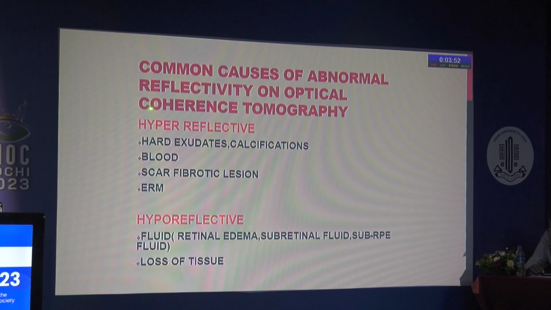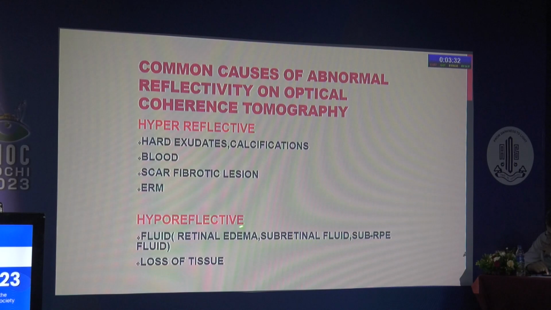So the common cause of abnormal reflectivity is hyperreflectivity. Whenever the light finds an obstruction, it will come back, and that is what the machine catches. So the hard exudates, calcification, blood, scar, and epiretinal membrane will reflect the light waves. We are all aware of how reflective the ERM becomes on OCT.